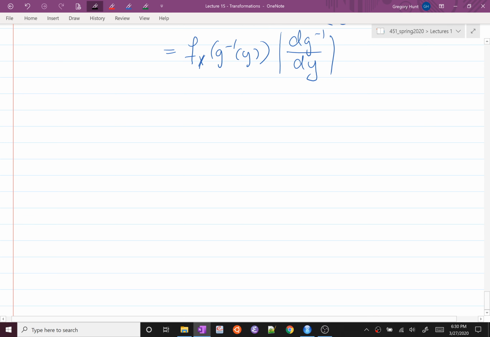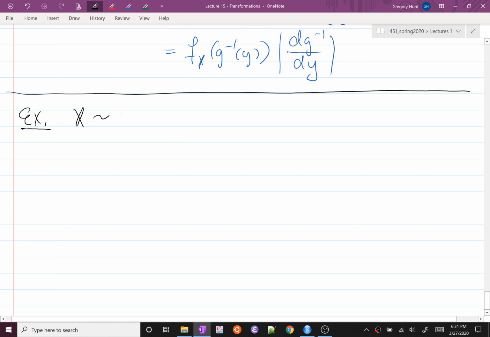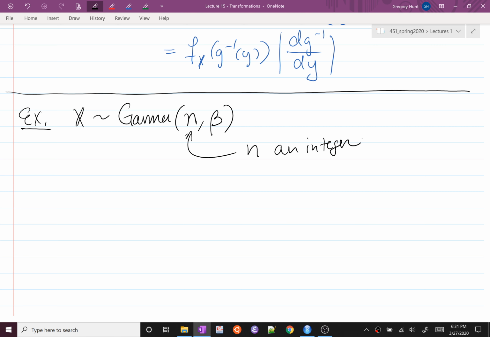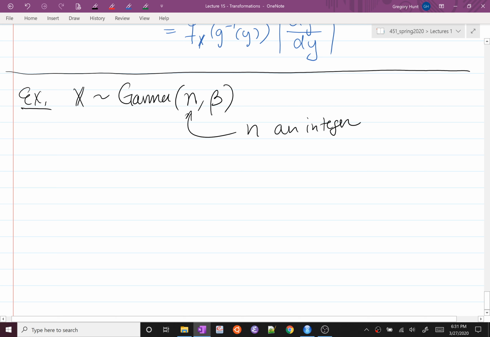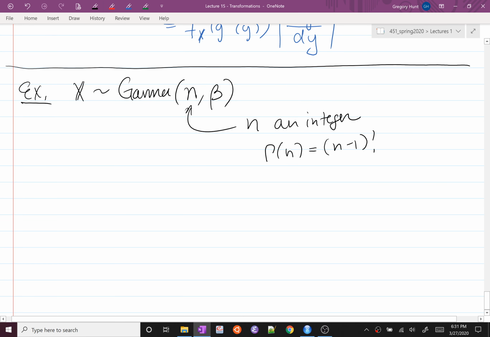So in practice, here's our example. I'm going to look at x, and x is going to be distributed with a gamma distribution, which we talked about. And it's going to have two parameters. Typically, they denote alpha, beta. Here I'm going to say n, beta, and here n is an integer. I'm allowed to say n is an integer. More generally, gamma can have some parameter alpha. It's not an integer, but we can let n be an integer. The reason we want to have n be an integer is because gamma of n, if n is an integer, is just n minus 1 factorial. If you remember from our definition of the gamma function.